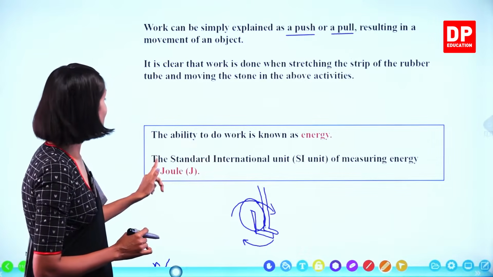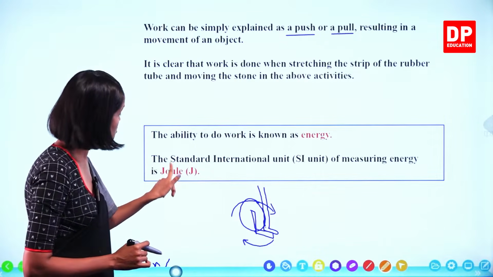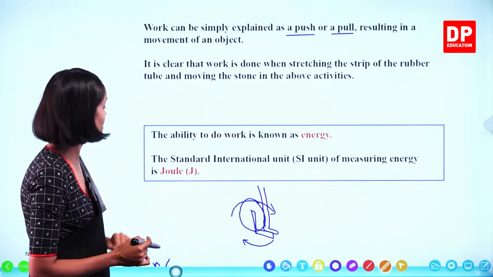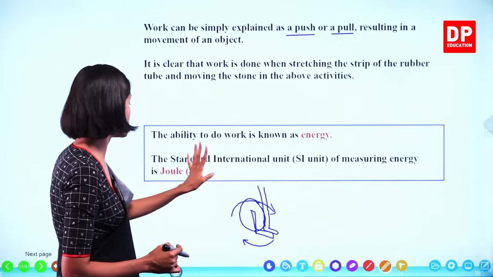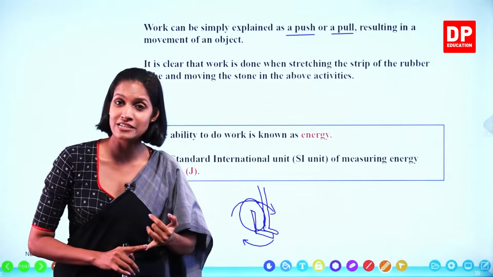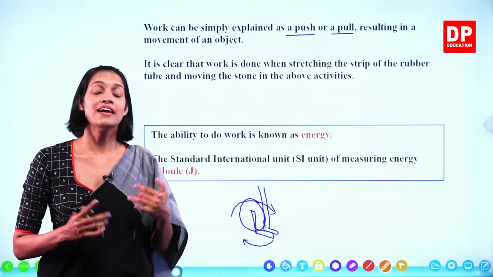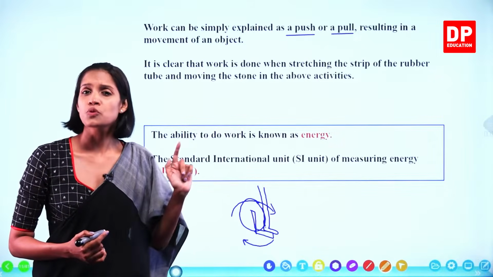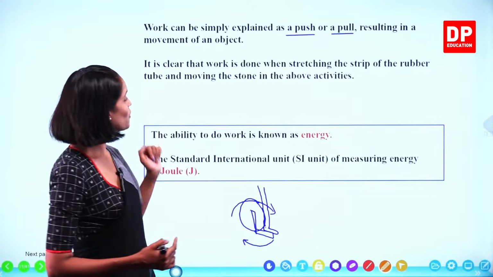Right? The Standard International Unit or SI unit of measuring energy is known as joule. The symbol is capital J. The symbol is given within brackets. Right? The SI unit or Standard International Unit of measuring energy is joule. Right, children? So at the end of these two practicals, experiments, now we know that the ability to do work is known as energy, and the SI unit of measuring energy is joule. Right? So what is work again? Work means a push or a pull. Okay, children? We'll move on to the next.